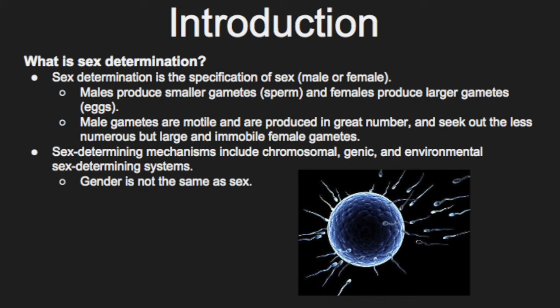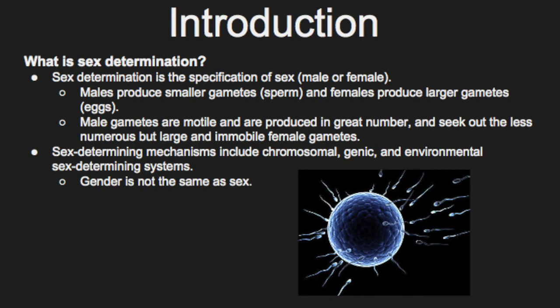Sex determination is the specification of sex, male or female. Generally, males produce smaller gametes, sperm, and females produce larger gametes, eggs. The male gametes are motile and are produced in great number, and seek out the less numerous but large and immobile female gametes. Sex-determining mechanisms include chromosomal, genic, and environmental sex-determining systems.